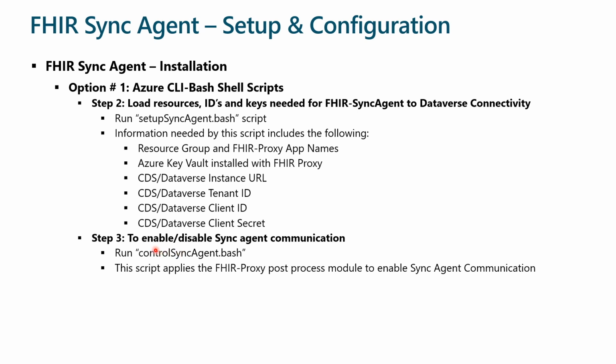Step 3 is to enable or disable sync agent communication. You can run this control sync agent bash script. This script applies the FHIR proxy post-process modules to enable sync agent communication.